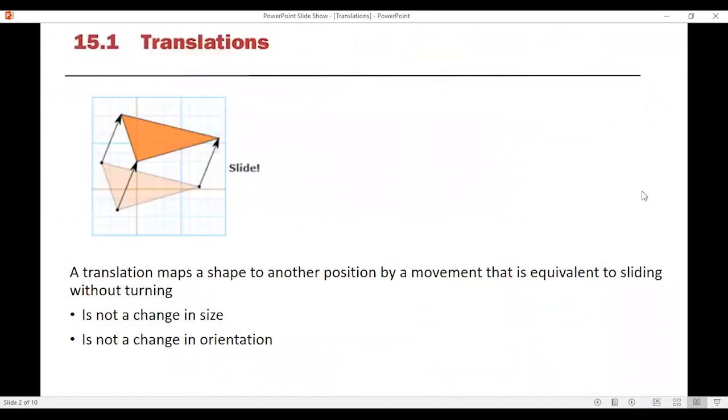Let's focus on translations. A translation maps a shape to another position by a movement that is equivalent to sliding without turning. A translation is not a change in size. A translation is not a change in orientation.